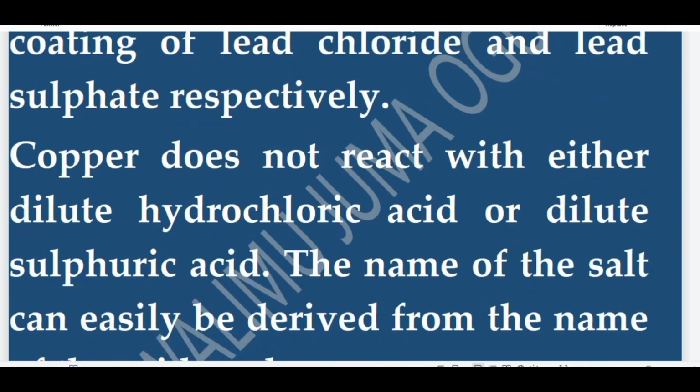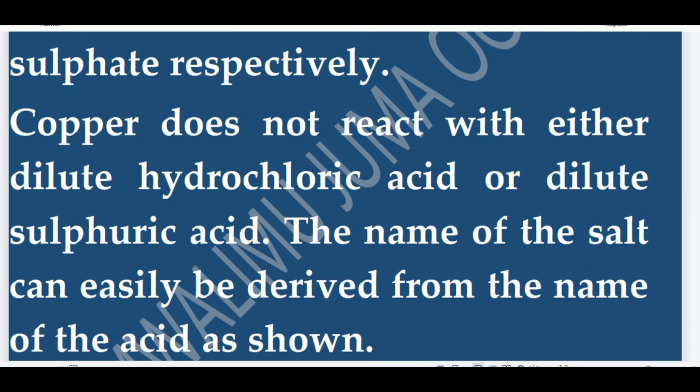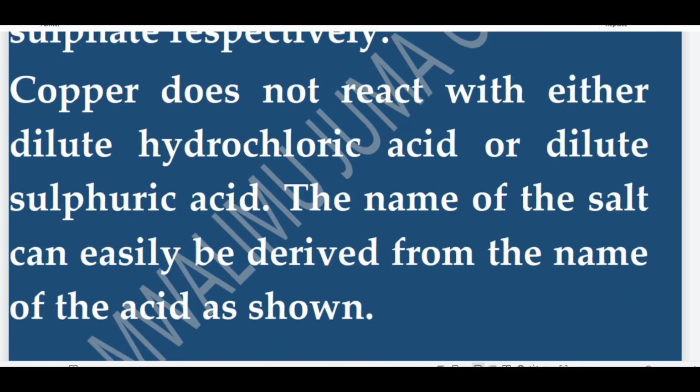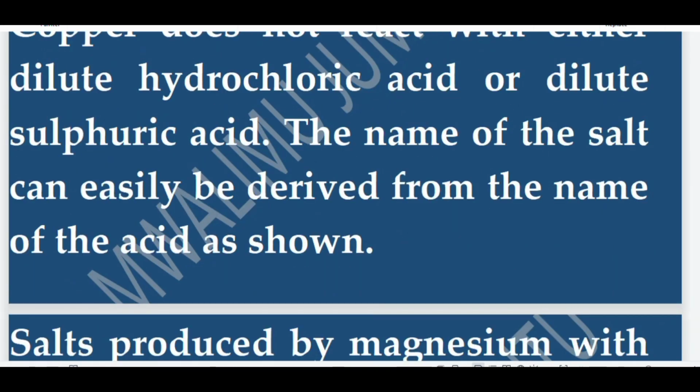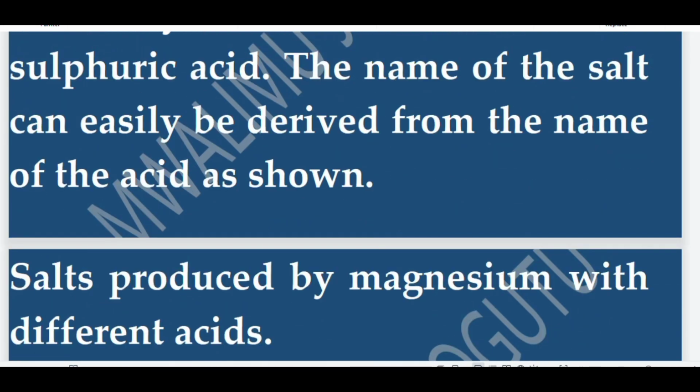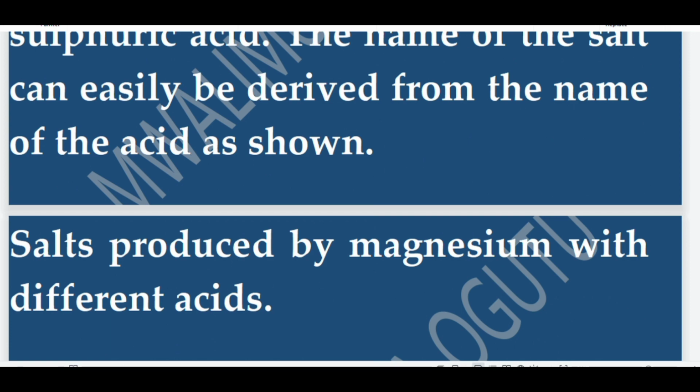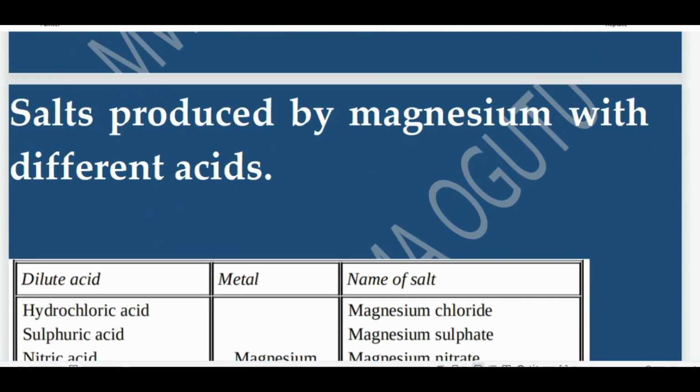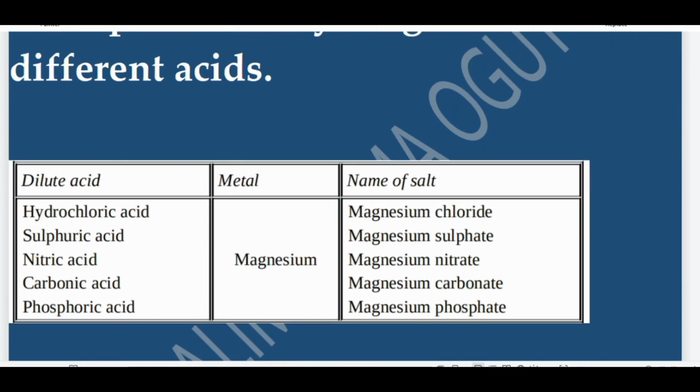The name of the salt can easily be derived from the name of the acid used, as shown. The metal used gives the first part of the name of the salt. Here are the salts produced by magnesium with different acids. Our metal is magnesium.